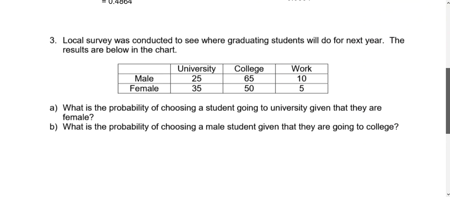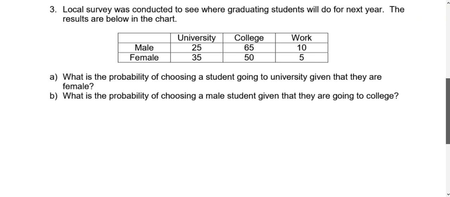A local survey was conducted to see where graduating students will go, or what they will do for next year. The results are below in the chart. What's the probability of choosing a student going to university given that they're female? Ding, ding, ding. These are dependent probabilities.